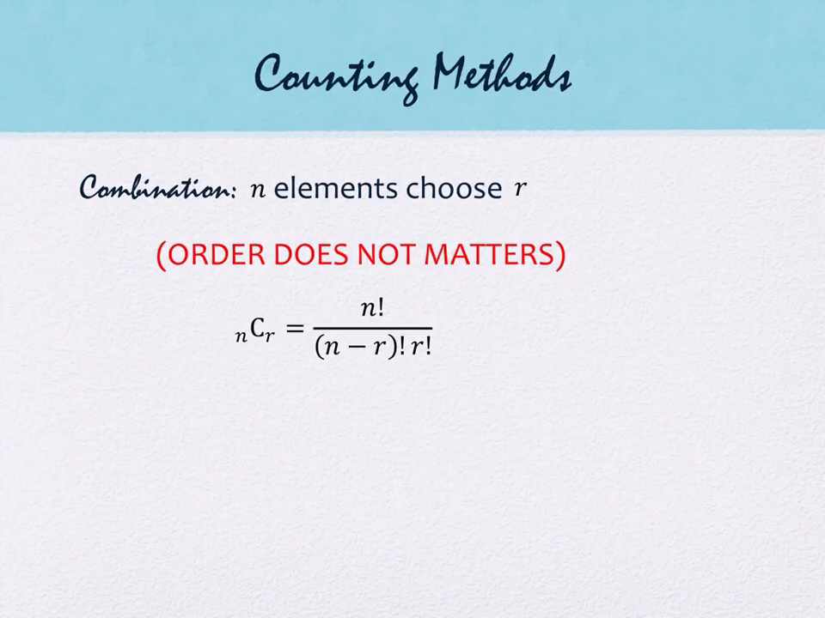I have N factorial on top, that matches. I have N minus R factorial on bottom, the number that weren't chosen, that matches. The new part that I have on bottom is R factorial. And the reason I have R factorial on bottom now is because the order that I draw the winners in doesn't matter either. So I have to divide it out.